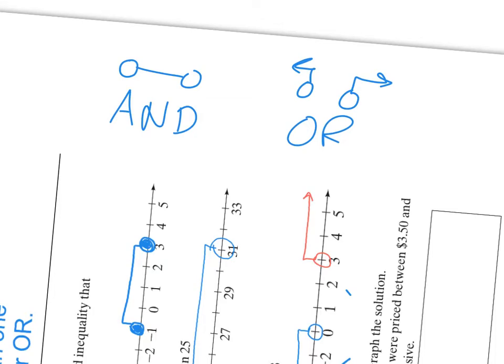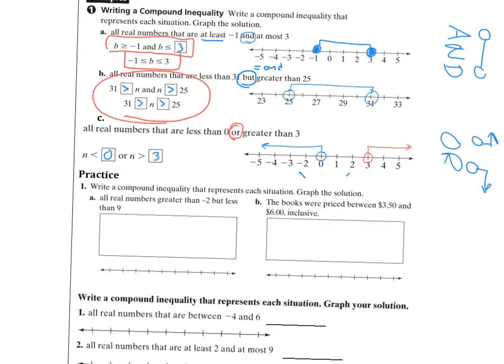Most of the time. There are some times where they're going to give you an and there's nothing actually to connect, and it's going to be a false statement. Or a situation where they overlap on the or, which means every number ever. So generally speaking, and means you're going to connect the dots, or means you're going to split them across.